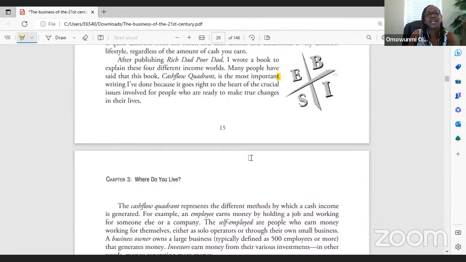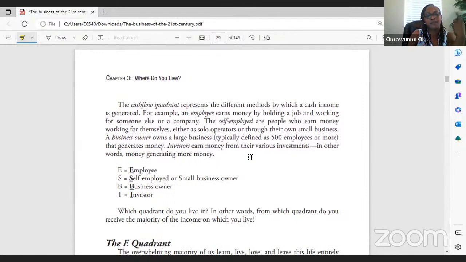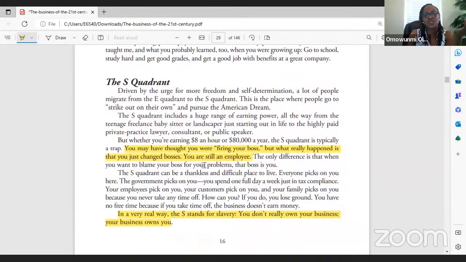The E stands for employee. The S stands for self-employed or small business owner. B stands for business owner, those who have others working, leveraging on others working their business. And then the I, the investor. We've talked about the E quadrant, the limitation of that. The S quadrant, that is the goal of a lot of people.